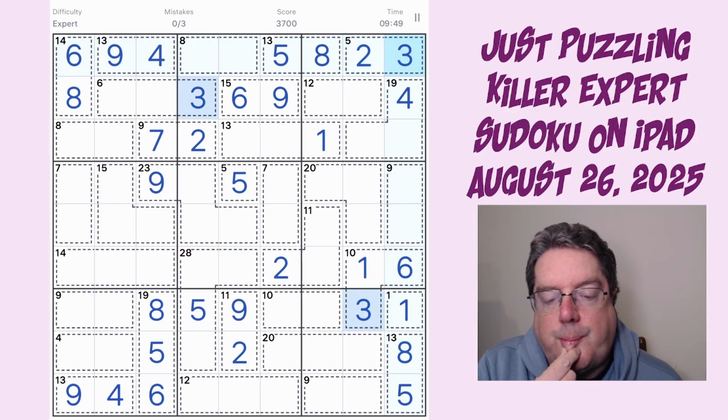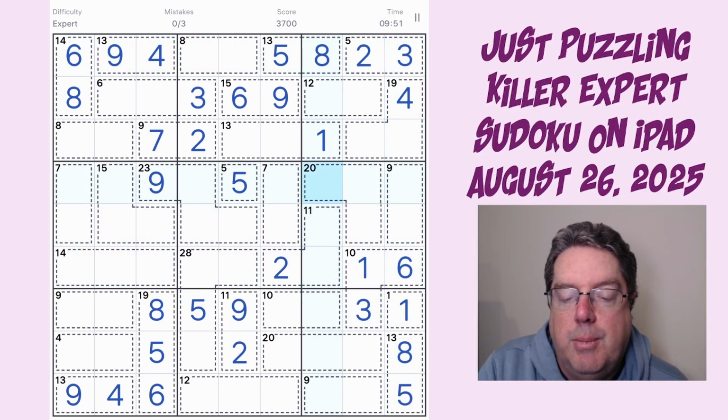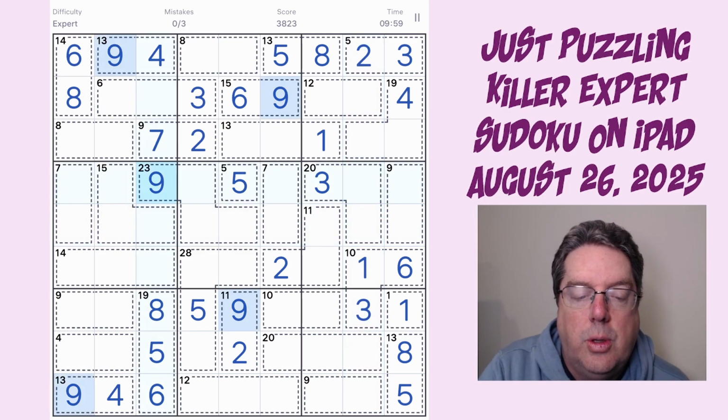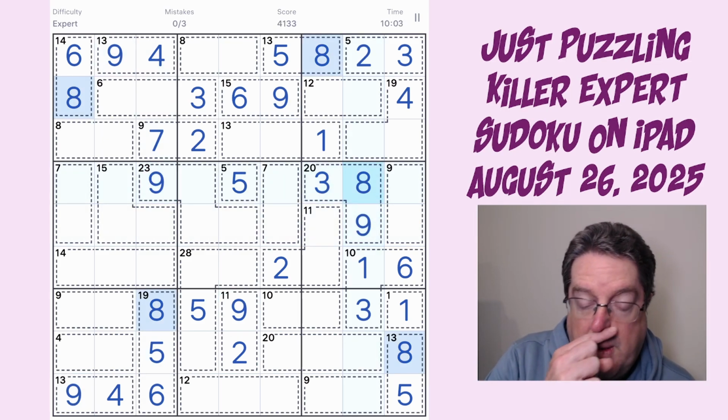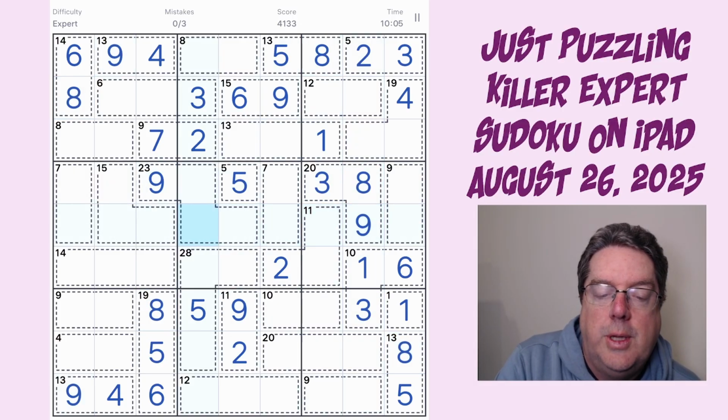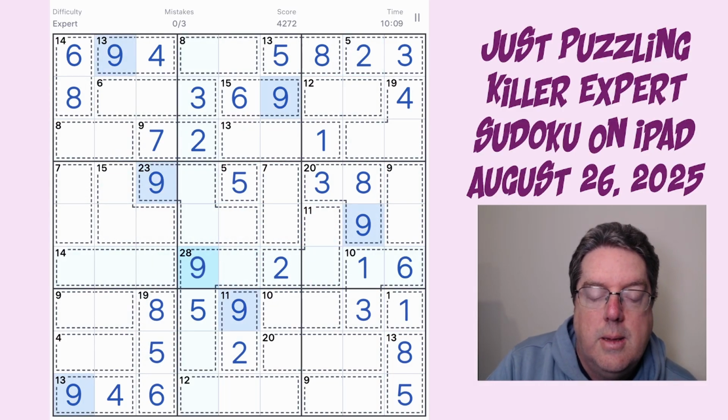Okay, so 3 can be here still. 3 cannot be here because I'd have to add up to 6 to get to it. So that's a 3, which makes this 9 and 8. Because of the 9 there, this is a 9 and this is an 8. What that means now is 9 comes across here, 9 comes across here, 9 comes down here, 9 comes up here. So that's a 9 there.